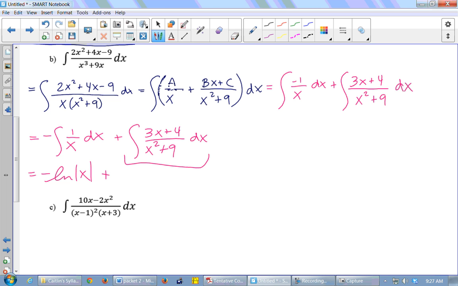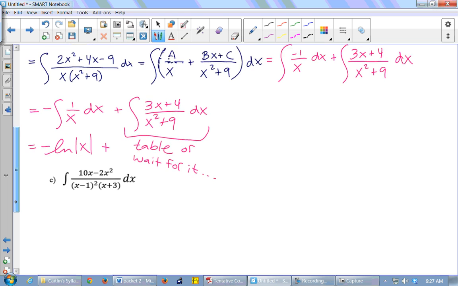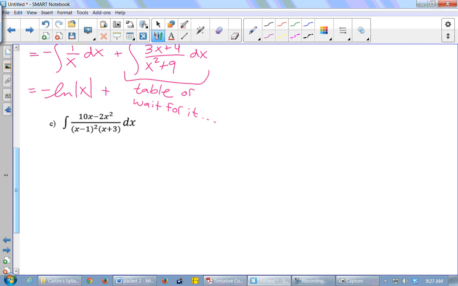So for now, the only thing we know how to use to do this is the table. Okay, you go to the table, or you could wait 10 minutes and you'll know how to do it. So this we can't really do yet unless we resort to the table. In a few minutes we'll know how to do it. Okay, let's just set this one up, not actually solve it. We'll just set up the decomposition.